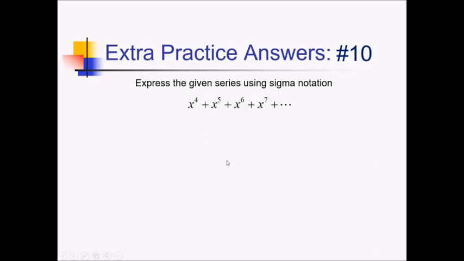For this one, I'm trying to rewrite this series with sigma notation. The commonality between all these is that they are all just powers of x. So let me write the summation of x to the n. The first n value I want to plug in is 4 to get x to the 4th. And then this goes all the way to infinity, so my upper limit of summation is going to have to be infinity.